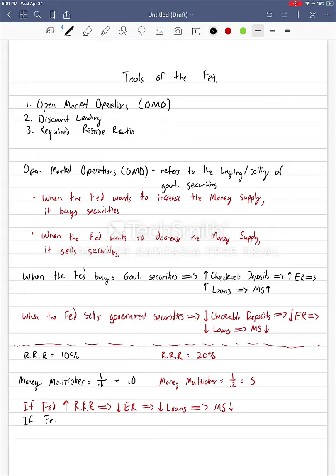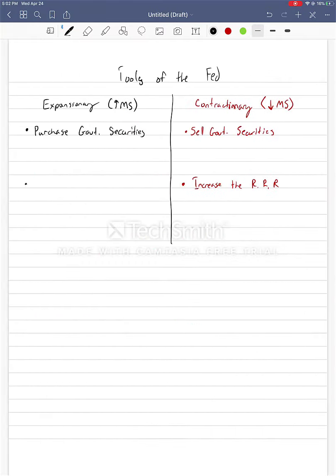Now, if the Fed were to decrease the required reserve ratio, telling banks that they don't have to hold as much money in required reserves, that's going to lead to more money that's available to be held in excess reserves. And we know that when excess reserves go up, that's going to lead to an increase in the amount of loans that they're able to issue. And as loans are going up, that's going to lead to our money supply increasing. All right, so that's another tool for expansionary monetary policy.